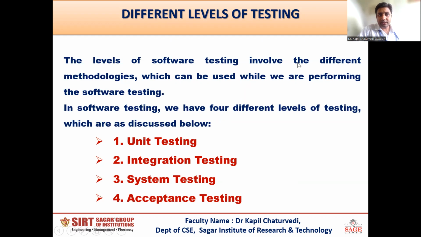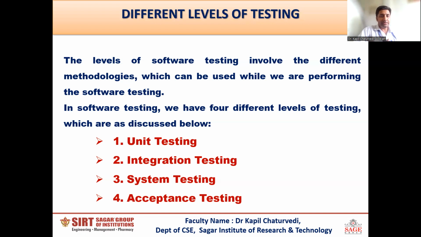The levels of software testing involve the different methodologies which can be used while we are performing software testing. In software testing, we have 4 different levels of testing, as discussed below: unit testing, integration testing, system testing, and acceptance testing. In general, unit testing is where we apply the testing on each and every module separately. Integration testing is where we merge the different modules, different classes, and apply testing again to check the flow and whether the inputs and outputs are proper or not.